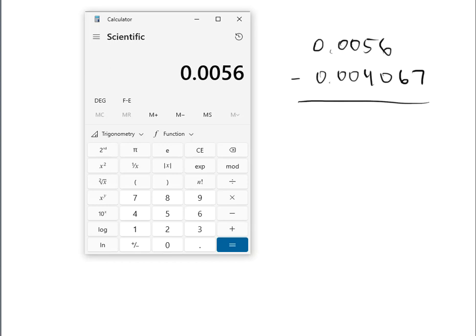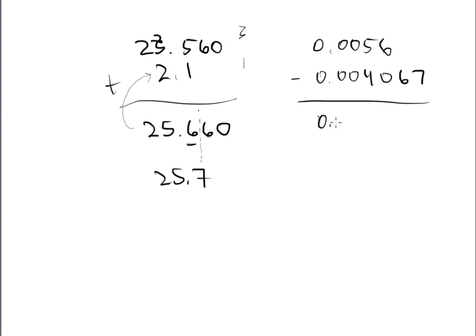0.0056, and then I'm going to subtract 0.004067, and I hit enter on my calculator, and that's the number that I'm going to get. 0.001533. All right, 0.001533. So now I've got to figure out, how do I round it?